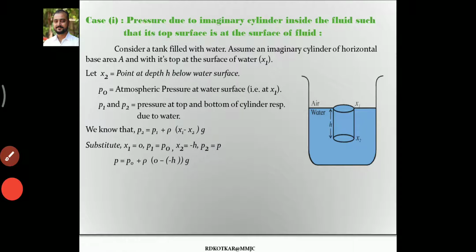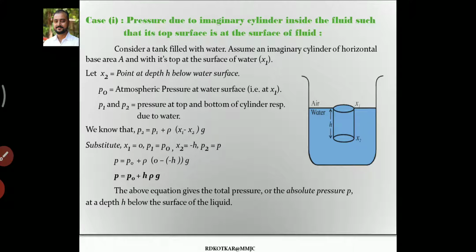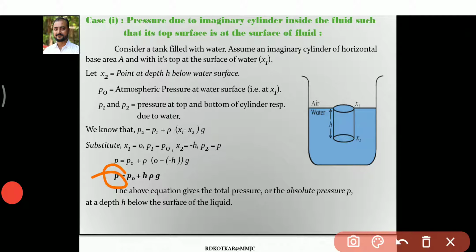By substituting all these values, we get a relation P is equal to P0 plus rho into 0 minus bracket minus h into g, and according to that we have a relation P equals P0 plus h into rho into g. So the above equation gives us the total pressure, or the absolute pressure, at the depth h below the surface of liquid. Okay, remember this is the absolute pressure. This pressure is called here absolute pressure, because it is a sum of atmospheric pressure and gauge pressure.